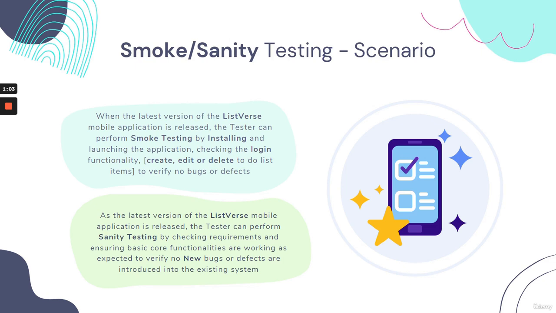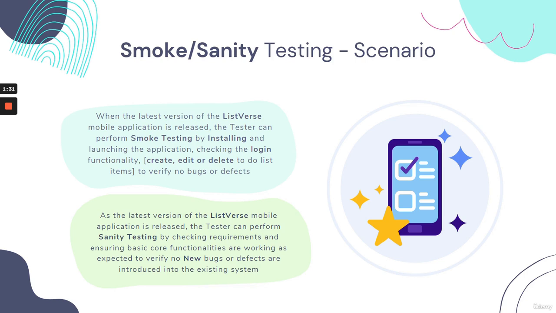In the scenario with the list-first mobile application, once it's released, the tester can perform smoke testing by trying to install and launch the application on their phone. Also by checking the login functionality and creating, editing, or deleting the to-do list items to verify no bugs, unusual behavior, or defects are present.